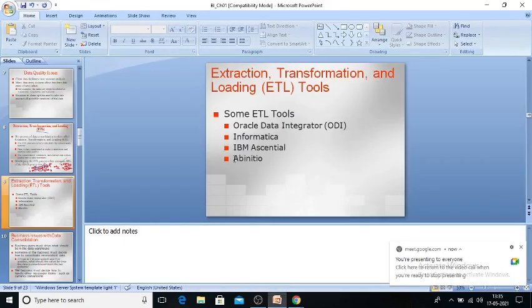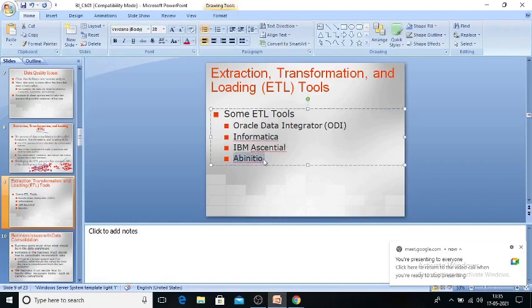You are doing a seminar on this tool, Ab initio. Write it down. Ab initio ETL tool. Okay, sir.